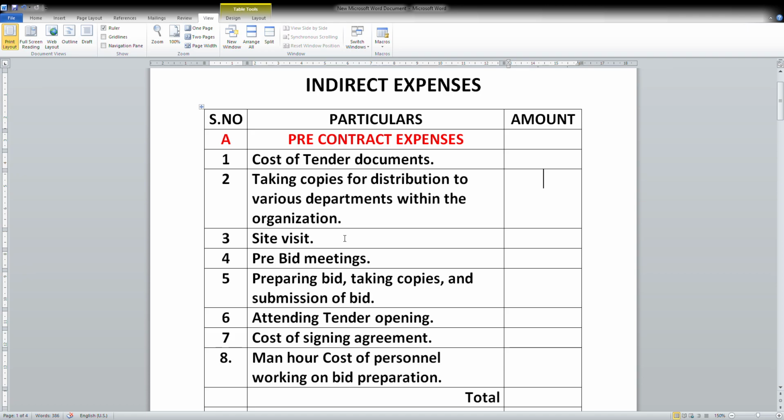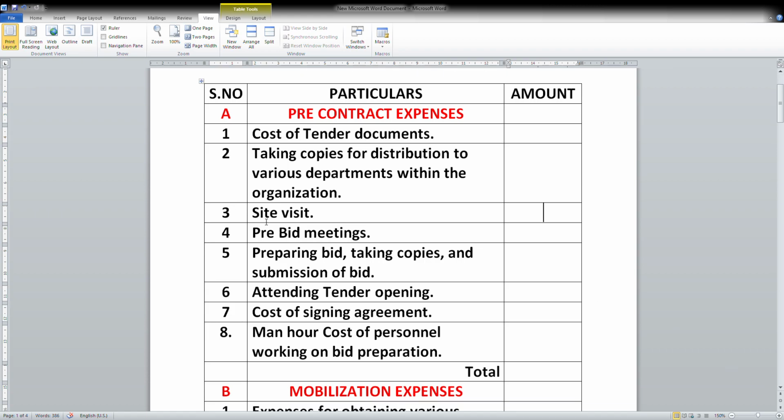Site visit. Sometimes the head office will be in Chennai and the project may be in Madurai, so you need to make a site visit for bidding purposes. For this also there are some expenses, so that can also be captured here. Pre-bid meetings. Sometimes the client will call for a pre-bid meeting, and to attend those meetings there will be some cost, so that can be taken. Preparation of bid, taking copies, and submission of bid.